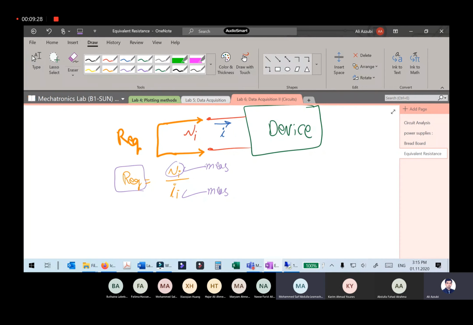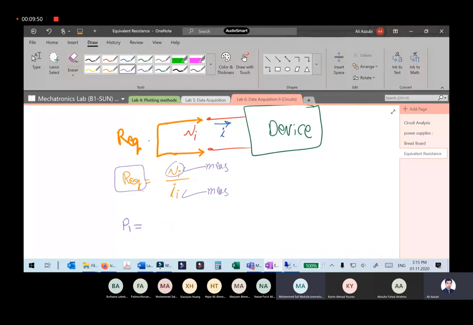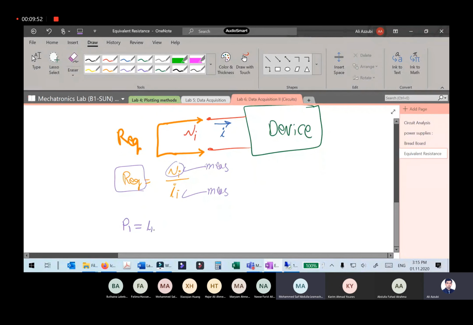Yeah. You did, for example, R1. You said power 1, the first method, I squared R. R1 measured, this is measured. So let's do it like this: I1 measured squared times R1 measured, right?